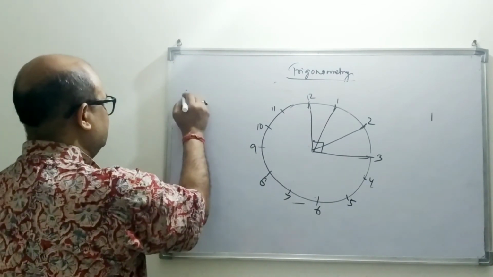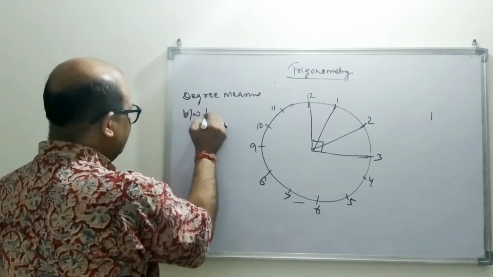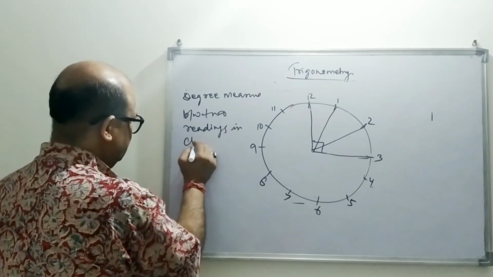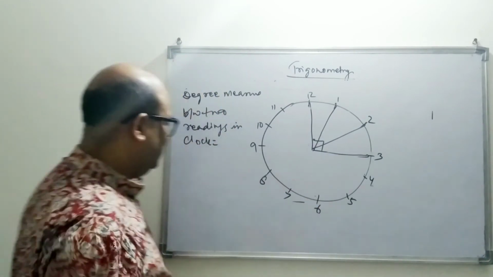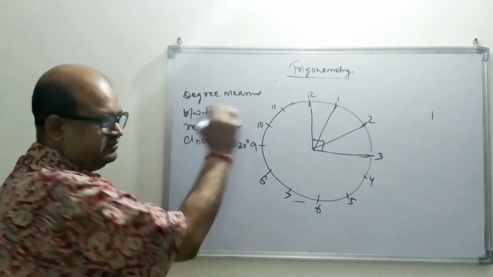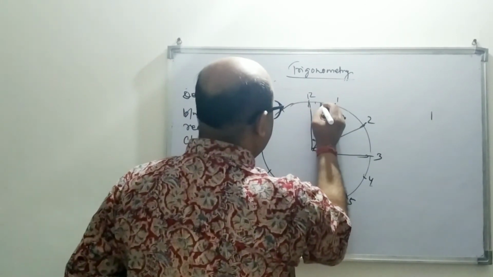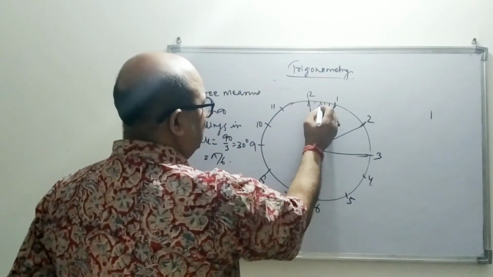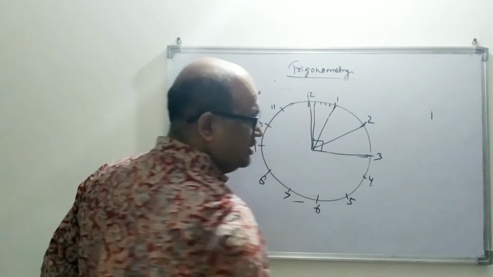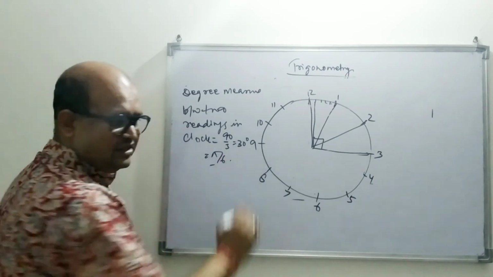So the degree measure between 2 readings in the clock is 90 divided by 3, which equals 30. That 30 degree gives you pi by 6. Now this is again divided into 1, 2, 3, 4, 5. This is your minute. That means 5 minutes gives you pi by 6, that is 30 degree.